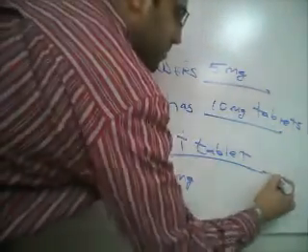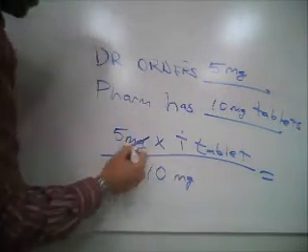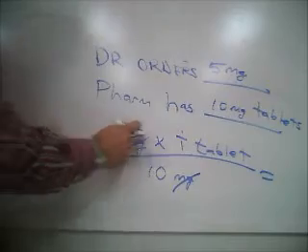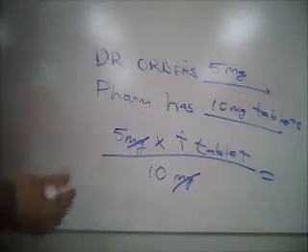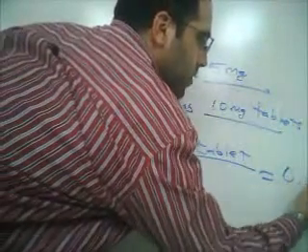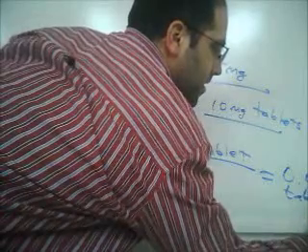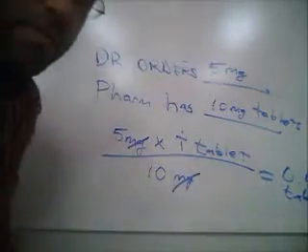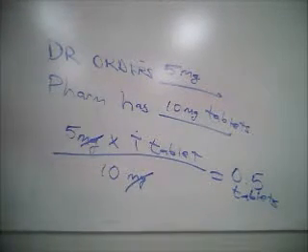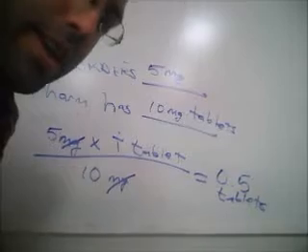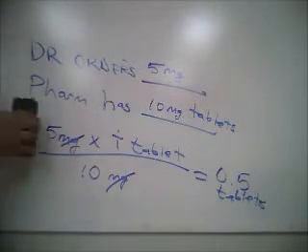our have of 10 milligrams. If you work that out, you have 5 milligrams, and the milligrams go away, so 5 times 1 is 5, divided by 10 gives us 1/2, or 0.5 tablets. Isn't this fun? Math is so much fun. All right, so that's a simple example.